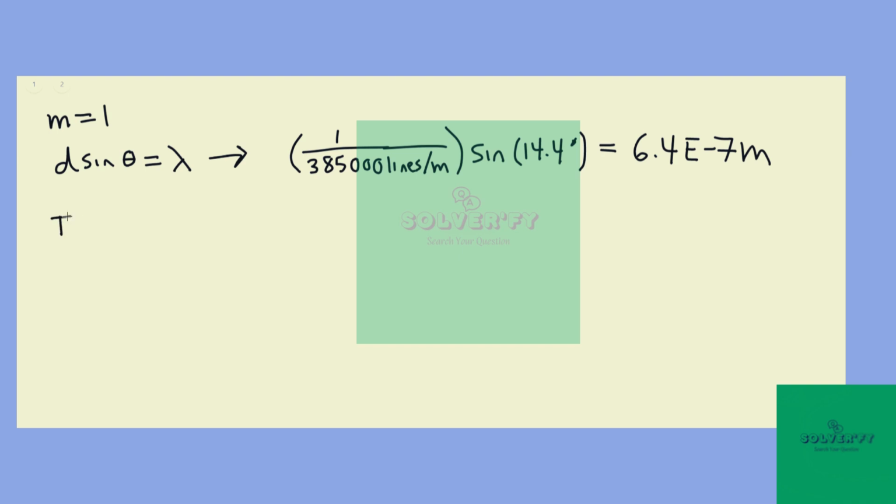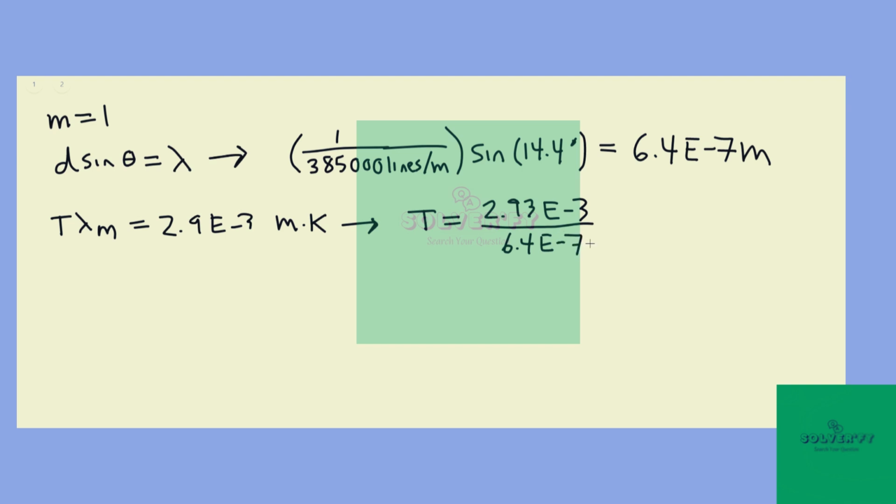So using the fact that T lambda_m is equal to a constant value, 2.9 times 10 to the negative 3 meters Kelvin, we can then find the temperature by dividing 2.9 times 10 to the negative 3 all over 6.4 times 10 to the negative 7 meters, which is our wavelength. You see the meters cancel out in the units, and we're left with temperature in Kelvin. So our temperature will end up being 4,531 Kelvin. So this is something quite hot. Okay, and that's the first thing we're asked to solve, so that's the main result.